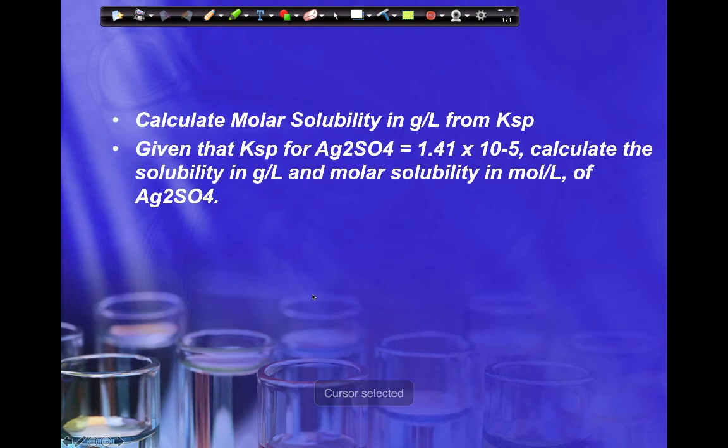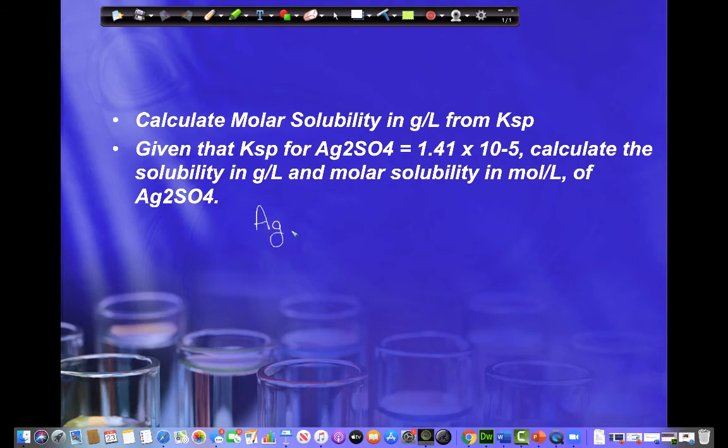Okay, so calculate the molar solubility in grams per liter from KSP. Given that the KSP of silver sulfate is 1.41 times 10 to the negative 5th, calculate the solubility in grams per liter and molar solubility in moles per liter of the silver sulfate. So in this one, we're going in the opposite direction. So we're still talking about the same process though. We're talking about this, dissolving.